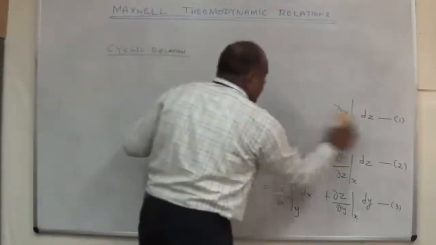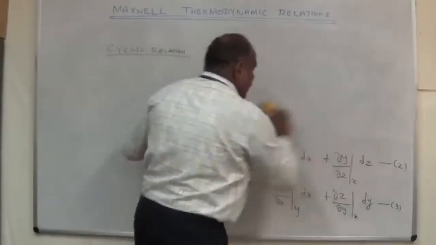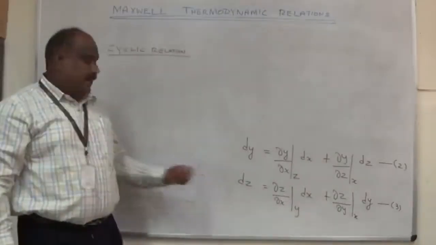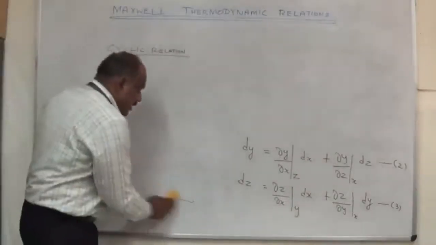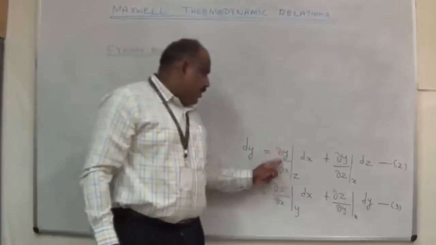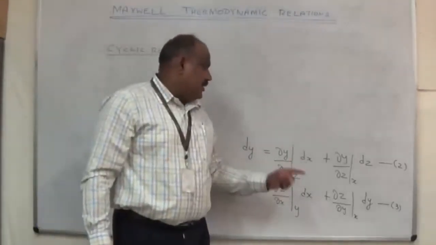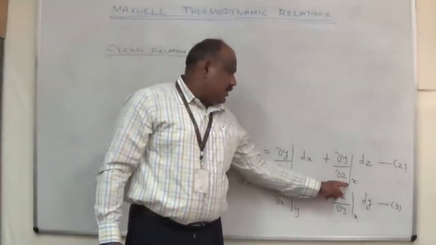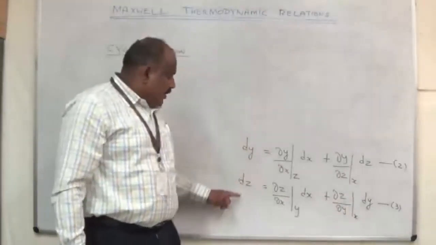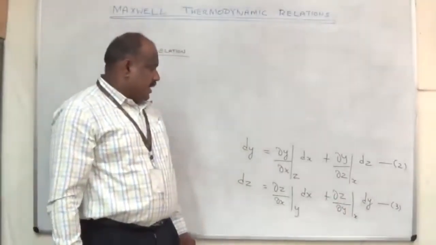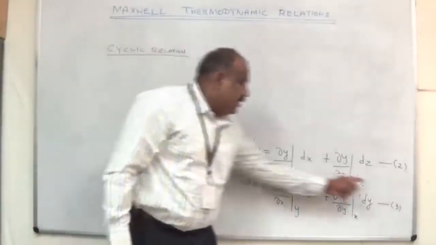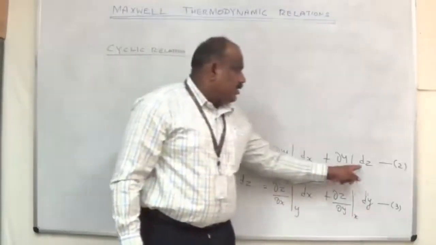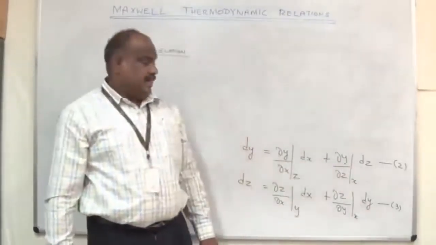Now let us take equations number 2 and 3. We can see here dy is given by dou y by dou x at constant z into dx plus dou y by dou z at constant x into dz. Once again we have another equation for dz. Now substitute the value of dz from equation number 3 in equation number 2 in place of dz.